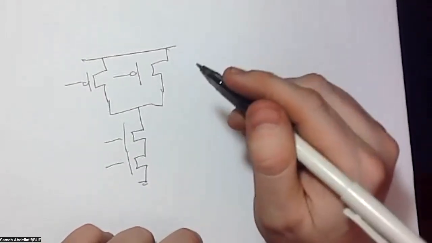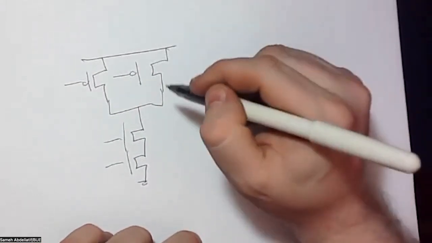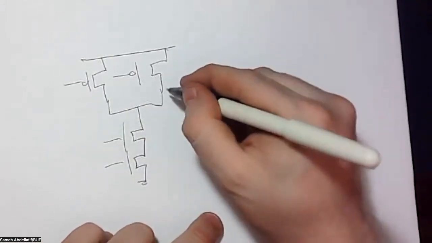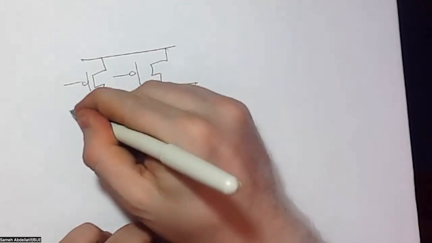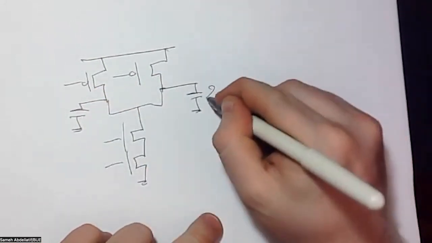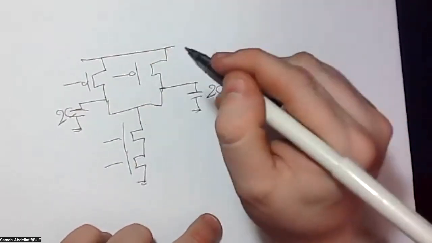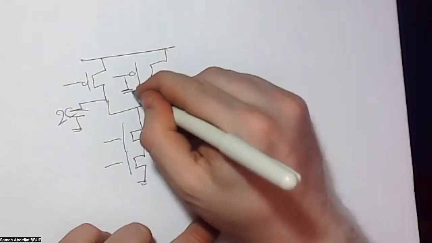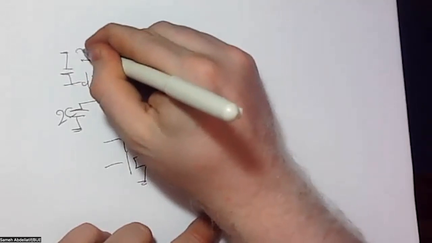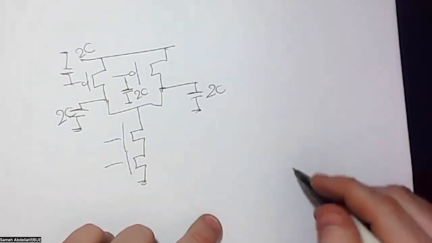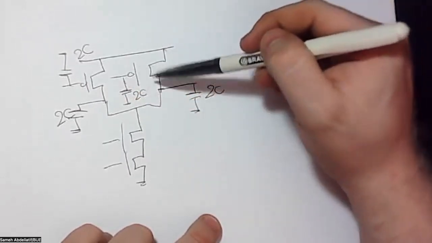Okay, so let's start putting capacitances. Here, the source is connected to VDD, so we are not going to be concerned about the source, but with the drain, we have a capacitance here and another capacitance here. So this is 2C and this is 2C. And for the gate, we have a capacitance of 2C here, and we have a capacitance of 2C here. So now we finalize the gate and the drain for the first PMOS and the gate and the drain for the second PMOS.